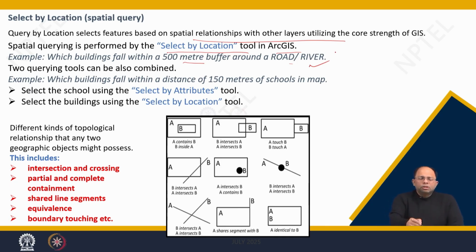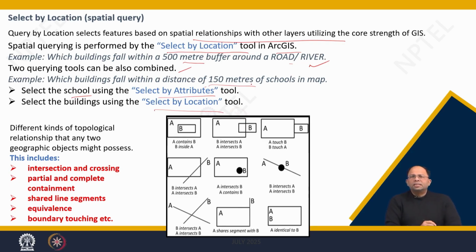So then we can also combine two querying tools. For example, if I want to understand which buildings fall within a distance of 150 meters of a school in a map, then first using the select by attribute tool, we can select the schools first, and then we can use the select by location tool to see which buildings fall within a distance of 150 meters of different school buildings.